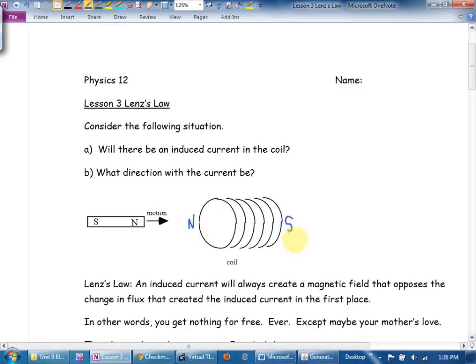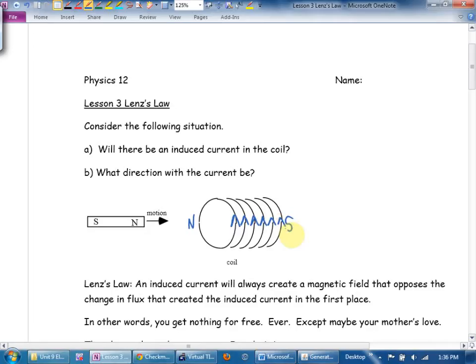And now that you know what direction the magnetic field has to be for nature not to have perpetual motion, what direction must the current flow? Use your right-hand rule, point your thumb to the left this time. And you know what? The current has to be going this way.